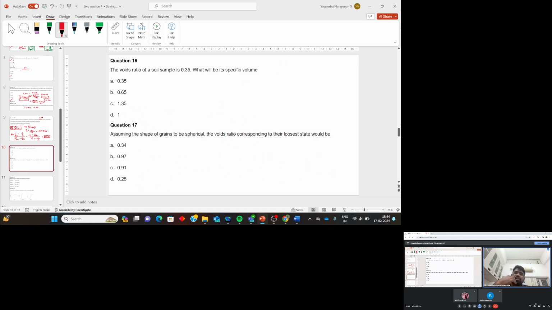So the voids ratio of the sample is 0.35. What will be its specific volume? The specific volume will be 1 plus E. So 1 plus 0.35. So this is the right answer.